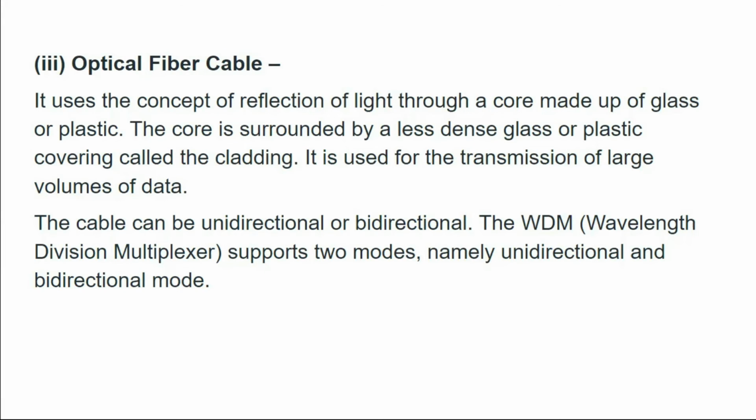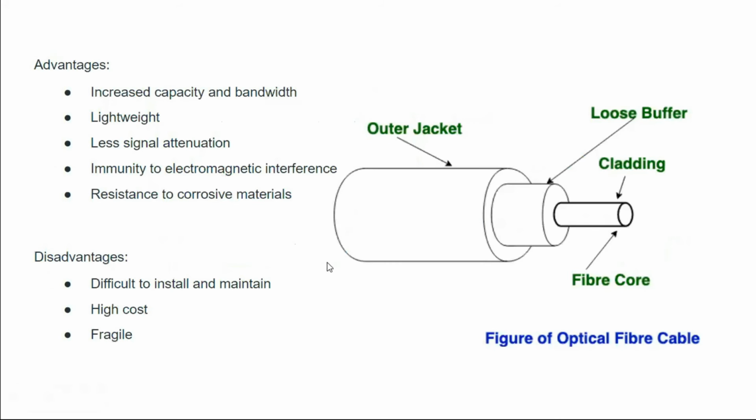The cables can be unidirectional or bidirectional, and we use a wavelength division multiplexer to support both modes. The advantages are increased capacity and bandwidth, light weight, less signal attenuation, less electromagnetic interference, and resistance to corrosive materials. The disadvantages are that it is very difficult to install and maintain, the cost is very high, and it is fragile.